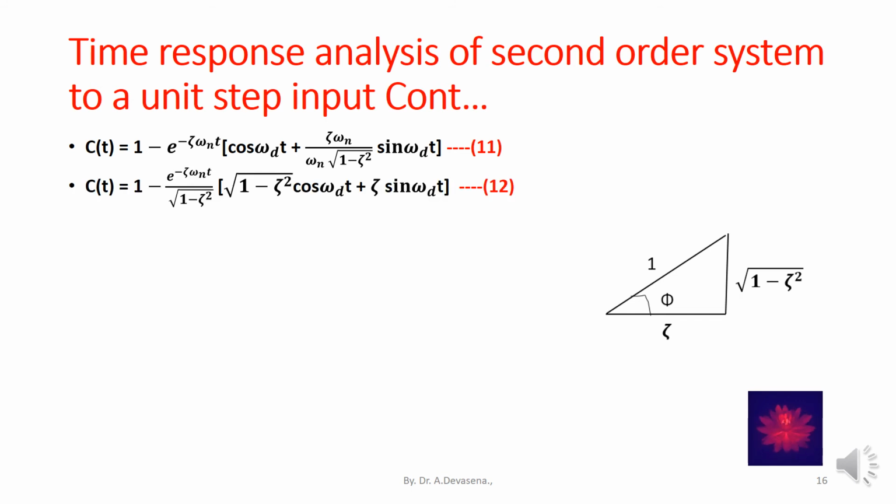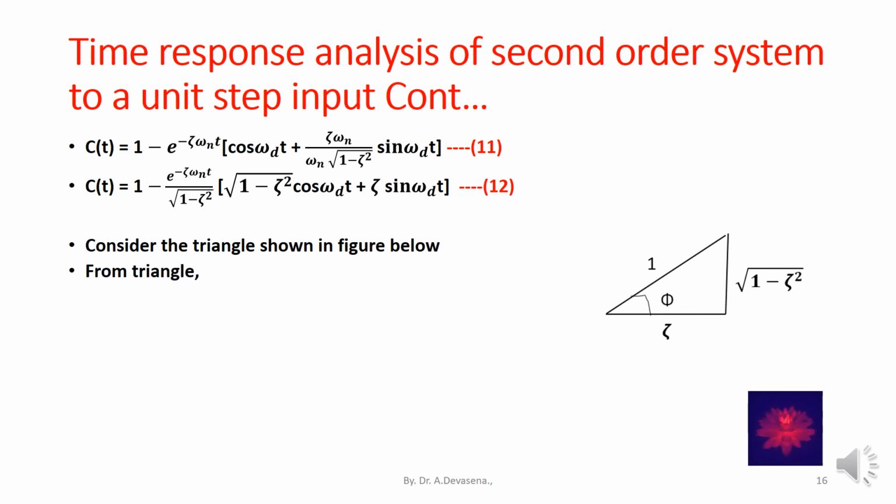That is c of t is equal to 1 minus e power minus zeta omega n t divided by square root of 1 minus zeta square open bracket square root of 1 minus zeta square cos omega d t plus zeta sin omega d t. I have considered this as equation 12. Consider the triangle shown below. Here is the trigonometrical triangle, because we have to simplify equation 12 with the help of the trigonometrical formula. From the triangle, the value of sin phi is equal to square root of 1 minus zeta square.